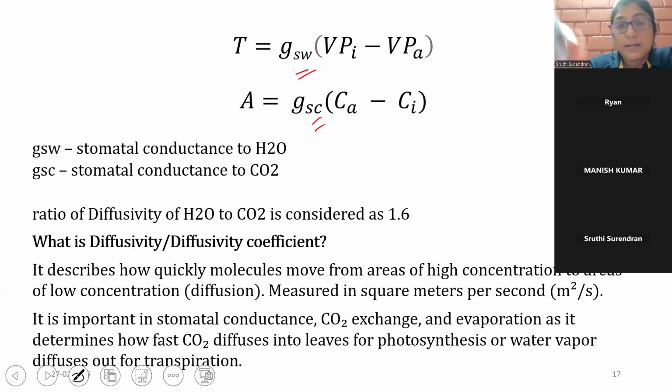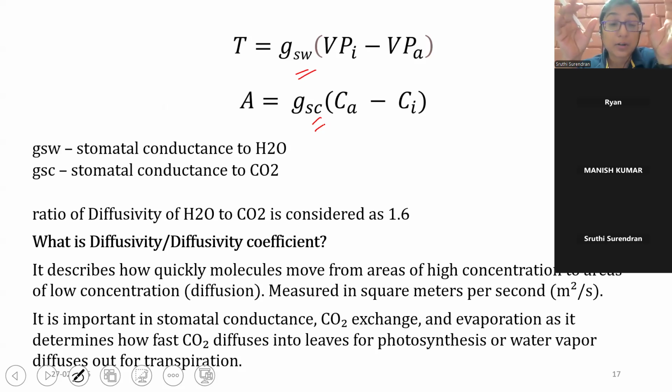Now we know that carbon dioxide molecules are bigger than water molecules. It has a molar mass of 44 grams per mole, and a water molecule has only 18 grams per mole. So the rate with which the carbon dioxide will be entering will be different than the rate with which water will be exiting the system. Now there is only one stomata. The stomata is open, and through that stomata, water also has to go out, carbon dioxide also has to come in. So in order to take care of this process, we have to somehow standardize this stomatal conductance.